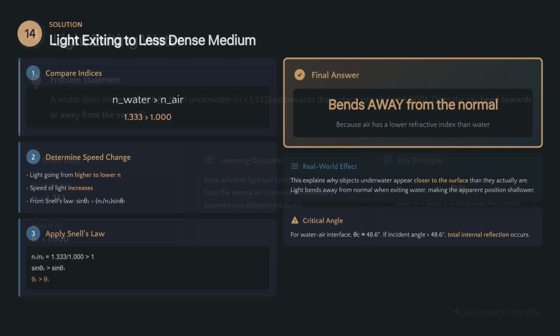away from the normal. Since water has a higher index than air, the light is going from a higher to a lower index medium, meaning its speed increases. Applying Snell's law confirms that the light bends away from the normal. This also explains why underwater objects appear closer to the surface.